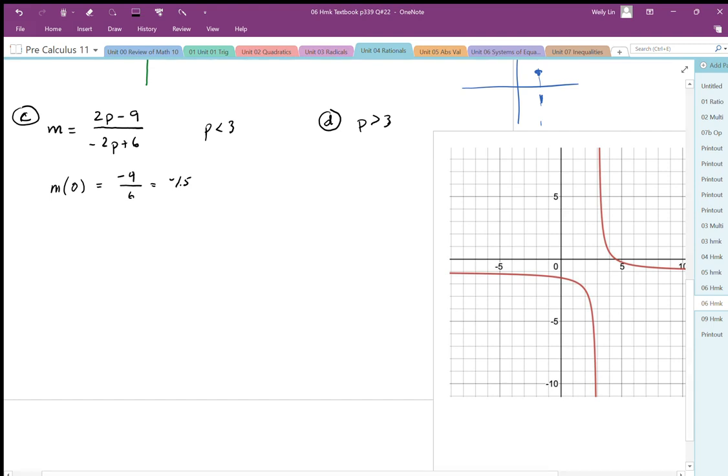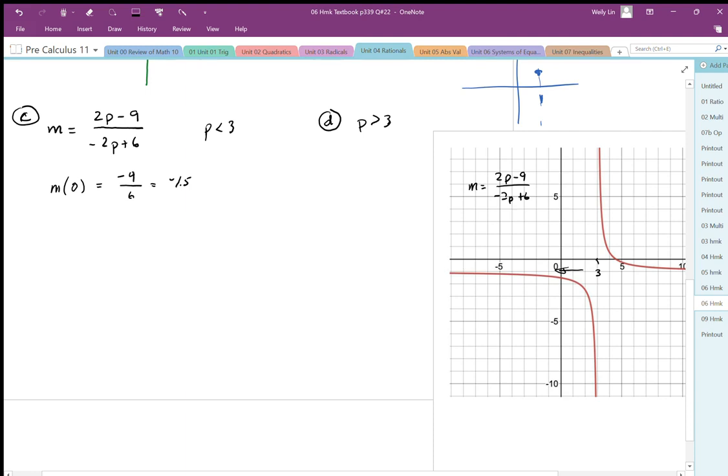So this graph, the function on the right here, has m on the y-axis and p on the x-axis. And we can see from the graph that at x equals 3, there is an asymptote. But as we go to the left, as p-values get smaller, we are tending from a vertical slope to a negative but more horizontal slope.